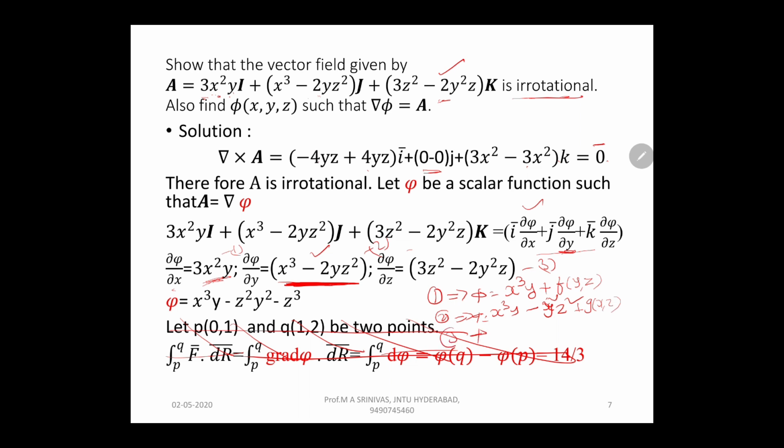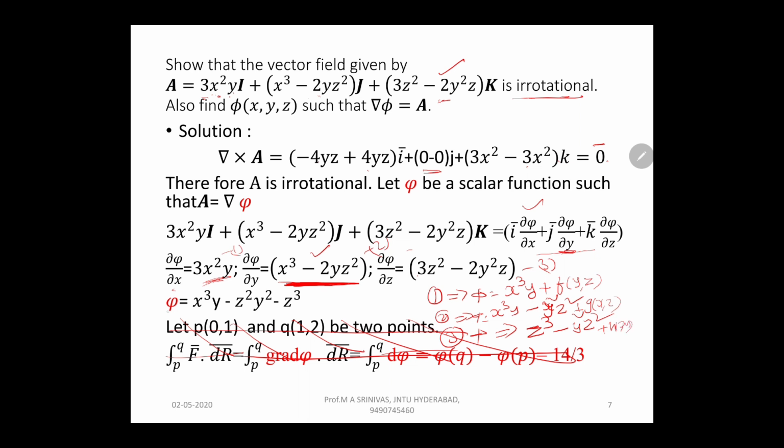From the third equation, what is phi? You have to integrate with respect to z. The integral of 3z square is z cube by 3, and the 3 and 3 get cancelled. That will be z cube minus, if I integrate with respect to z, z square by 2, the 2 and 2 get cancelled. So I'll get y square minus z square, and the constant of integration will be a function of x and y.